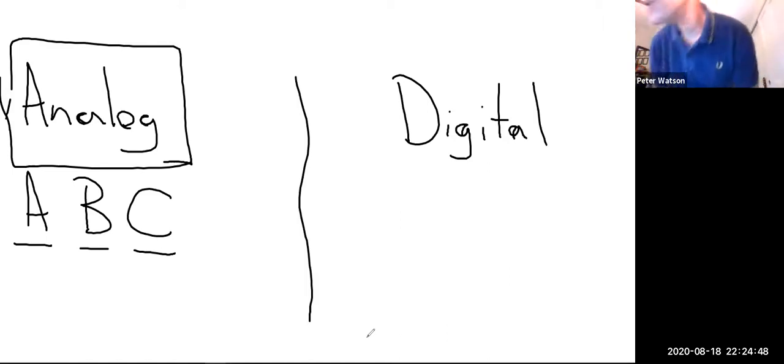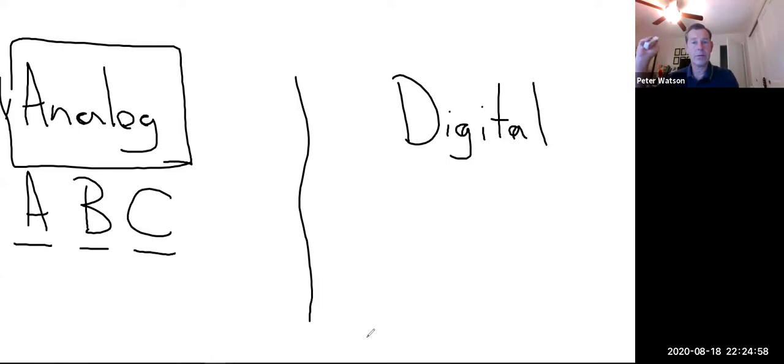So electricity can only have two states, and we're going to ignore dimmers. It can either be off, right? So there's no electricity going to the light bulbs, or it can be on. There is electricity going to the light bulbs.